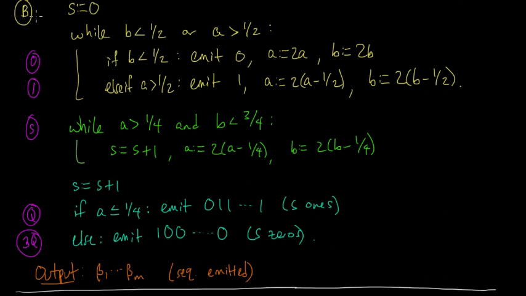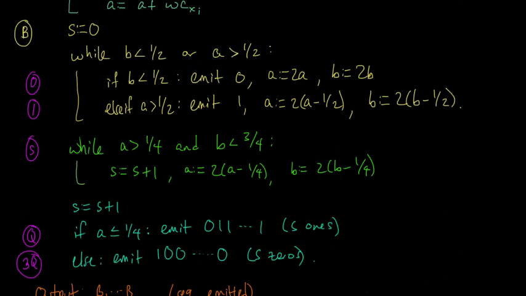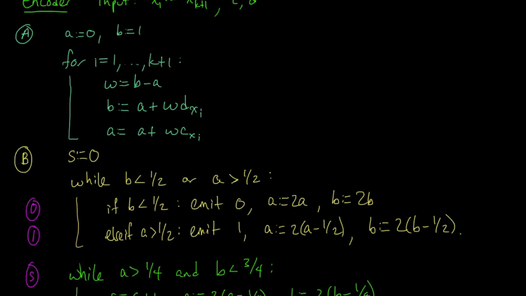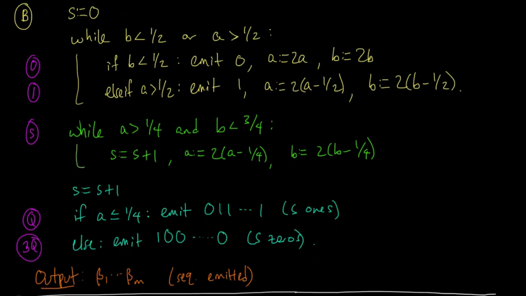So this was part B of our encoder. So here's the encoder. We had part A, which was finding the interval from A to B, and then once we had found the interval, we went to part B, which was finding the shortest binary sequence that corresponded to a binary interval contained in A to B. And we used those rescaling operations. So this was the 0 case in the lower half, and the 1 case in the upper half, and this was the split case, the middle half case.